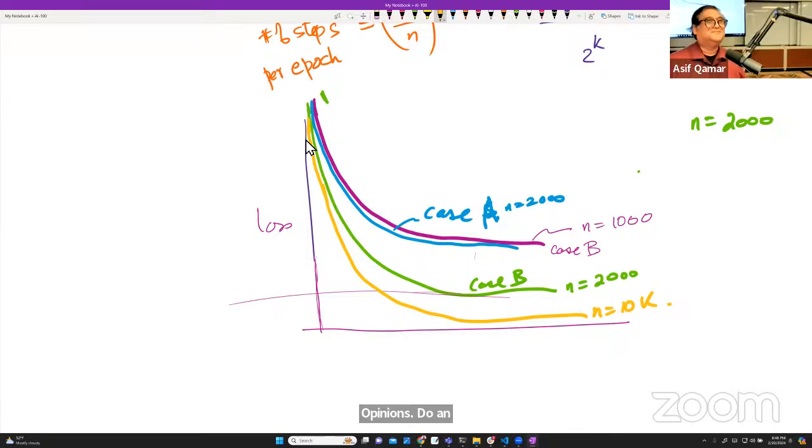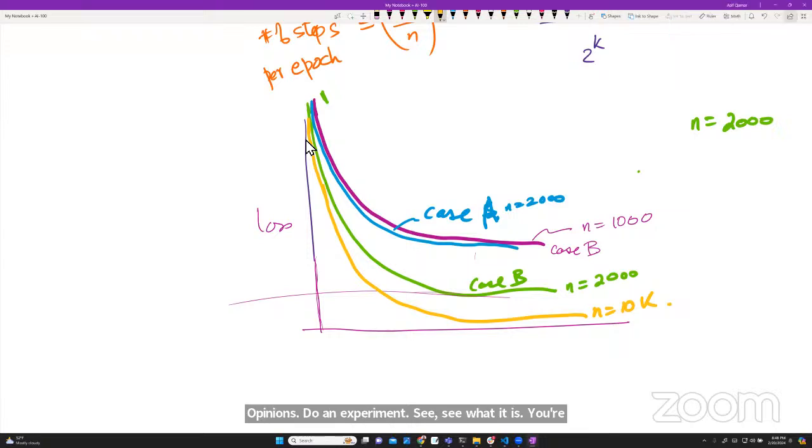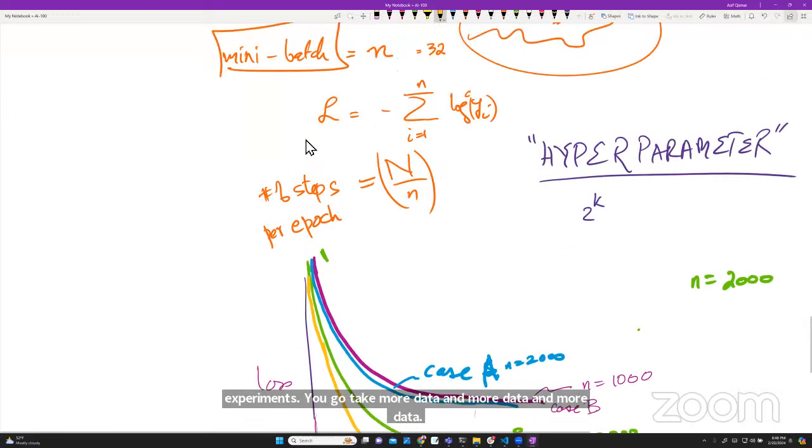You're done. It's a great line you said, sir. I love it. Science is about experiments. You go take more data and more data and more data unless it just flatlines, right? Exactly.